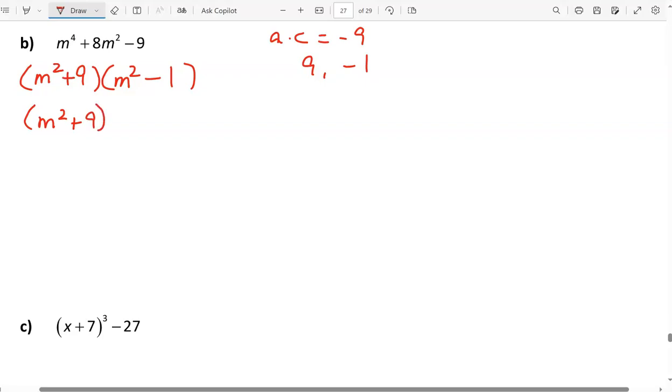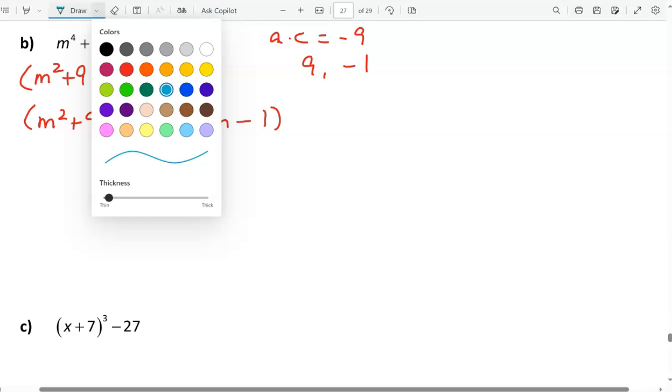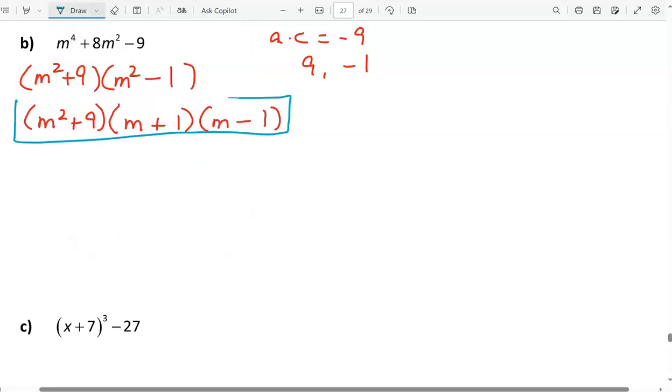M squared minus 1 is 2 terms. It fits the pattern of difference of squares, which means it's going to factor into m plus 1 times m minus 1. Remember, these factors can be in any order. It's not crucial that they be in the order that I gave them in.